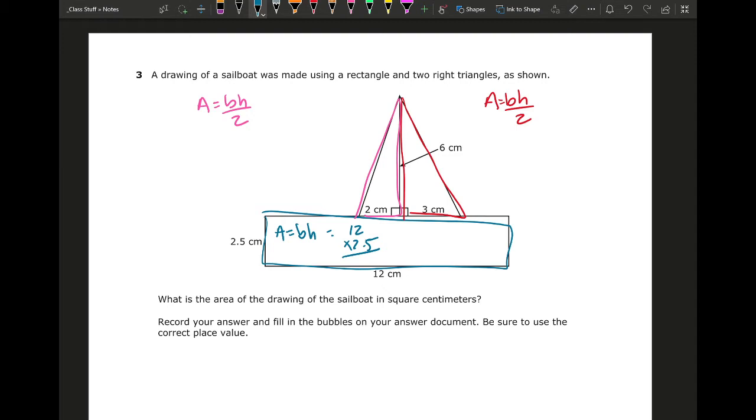12 times 2.5, I get 30. So the blue one is gonna be 30 centimeters square. That's for the blue one.